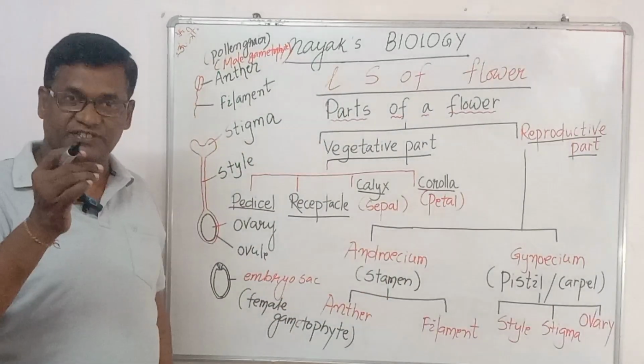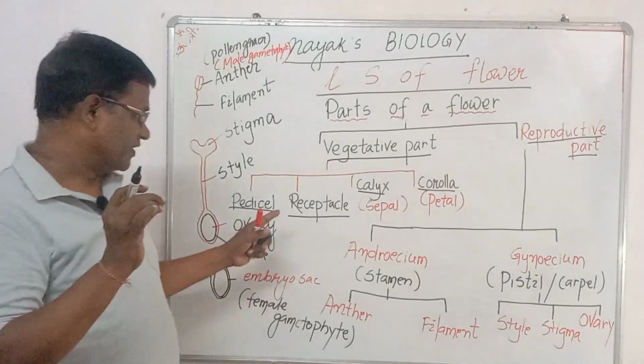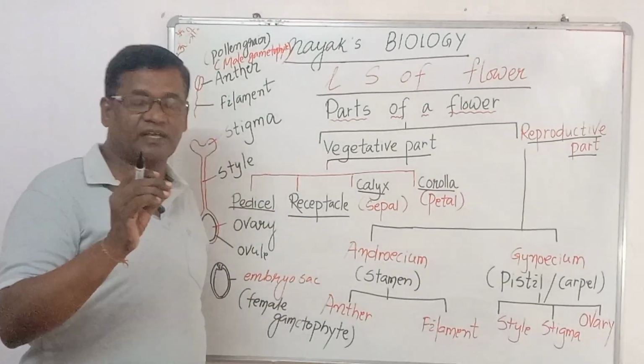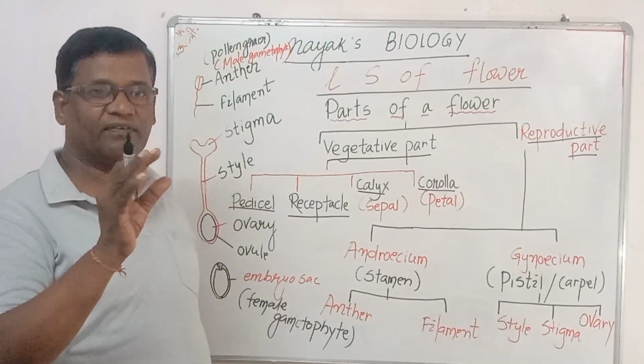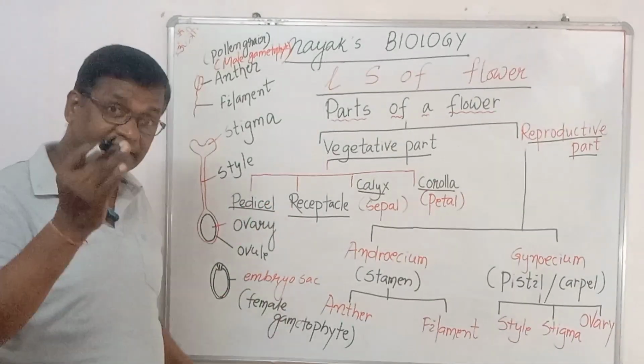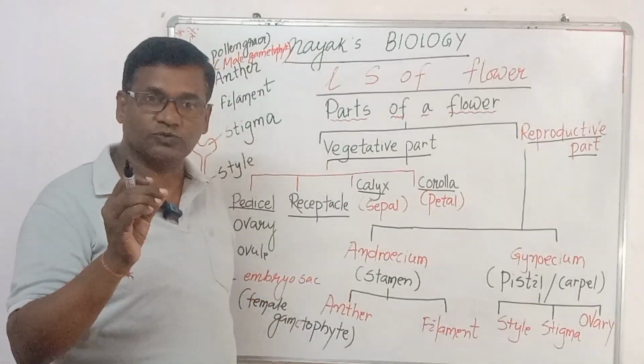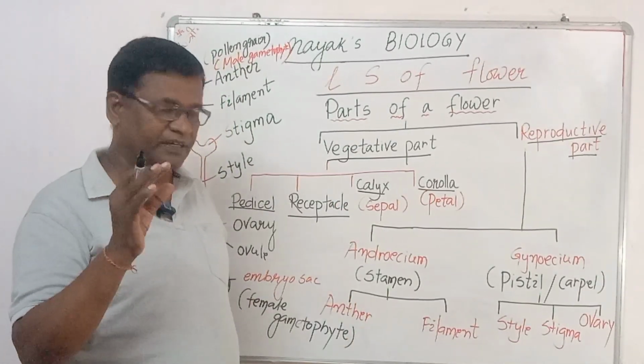Pedicel is the stem which is attached to the flower. What is the receptacle? It is the stalk to which the flower is attached. It is a part of the stem. And what is the calyx? It consists of the sepals, which are the green part of the flower.